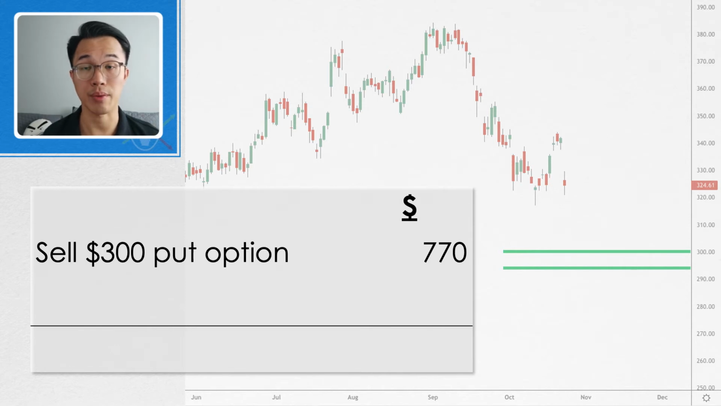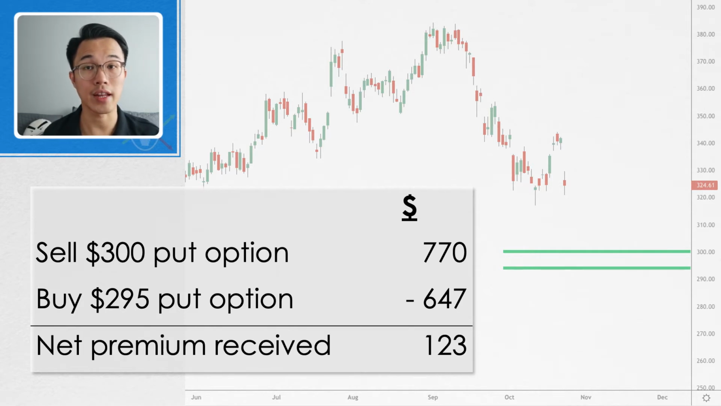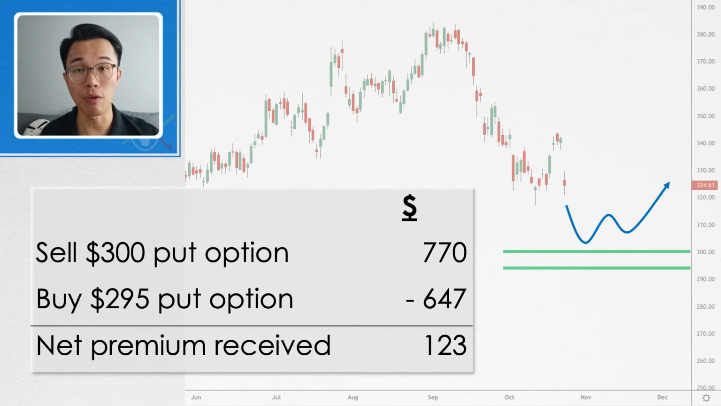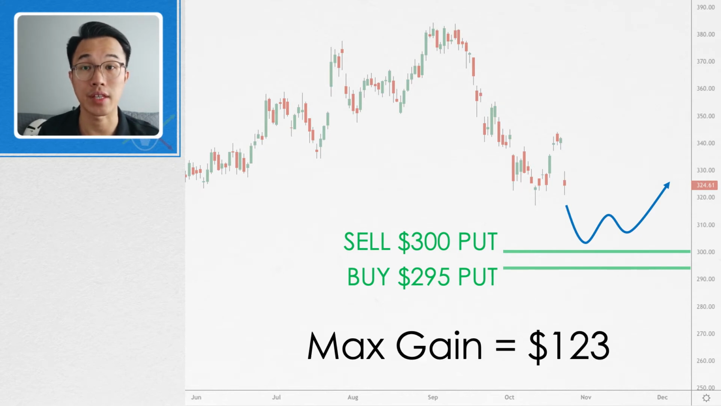So I sell the 300 put option to Mark and I receive a premium of $770. I buy the 295 put option and I pay a premium of $645. So the net amount that I collect from this trade is $123. This $123, I will receive regardless of how the trade plays out. As long as the stock price remains above $300, both of these options are going to expire worthless. Their value will go to zero. So my maximum gain on this trade is the amount I receive, which is $123.